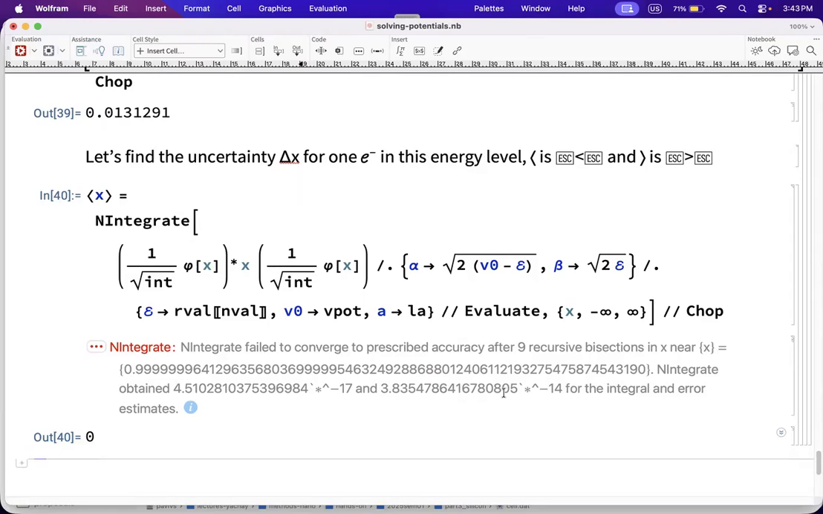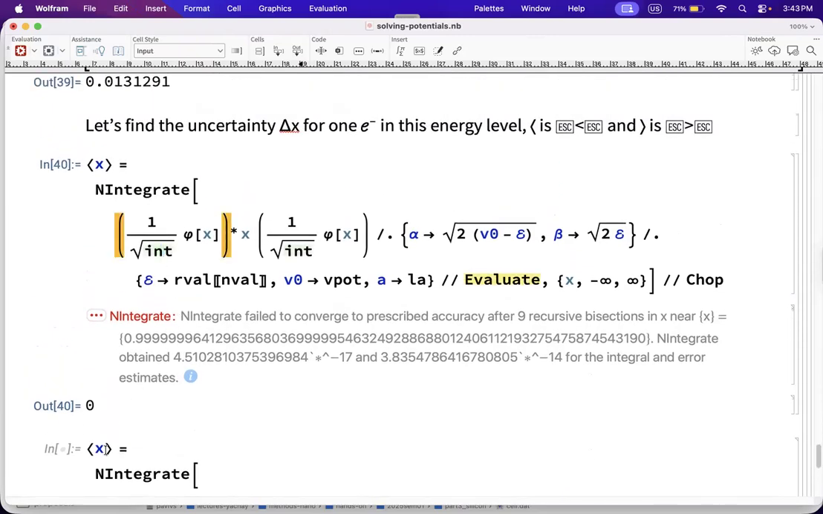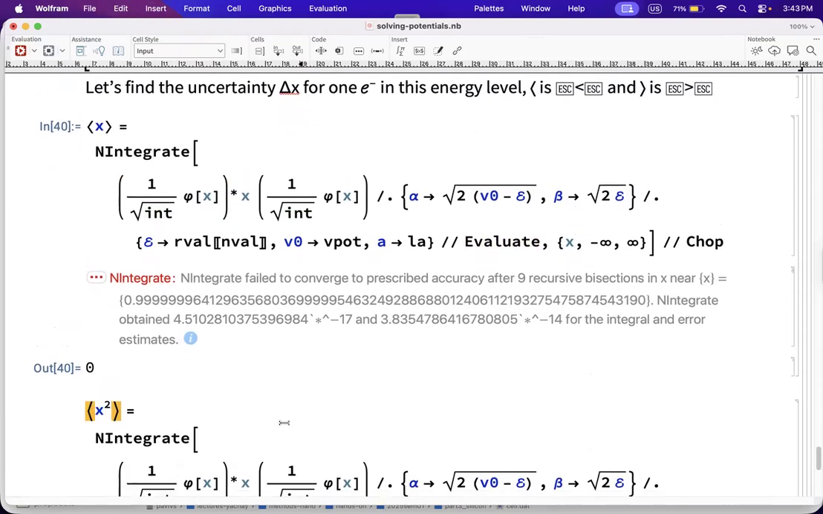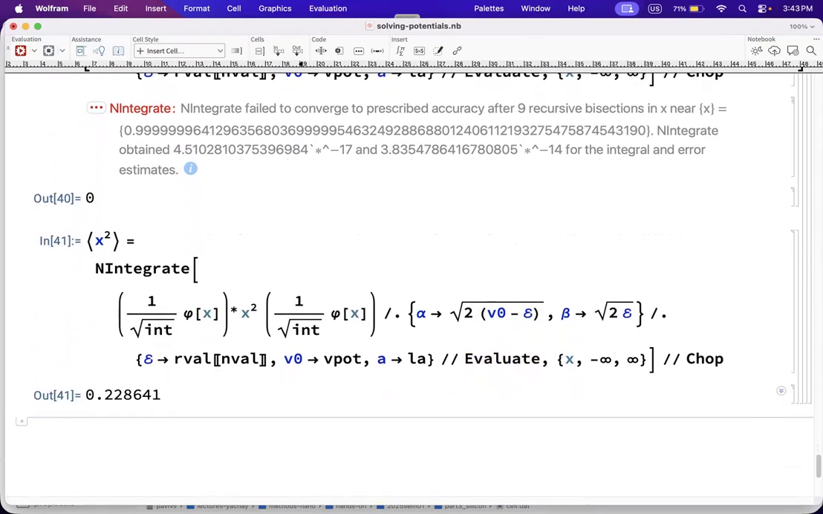Okay, so what is this? Who can tell me, Edward? I copy and paste, and just put x squared here. Piece of cake. This will be the expected value of x squared. What is the value? Is it 0? No, it's not 0. It is 0.22.